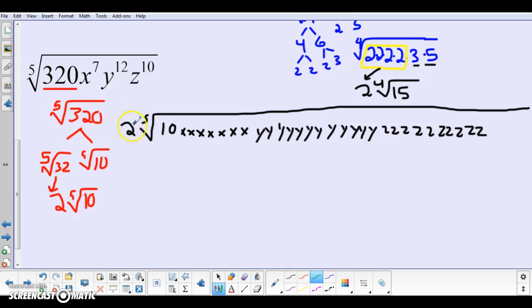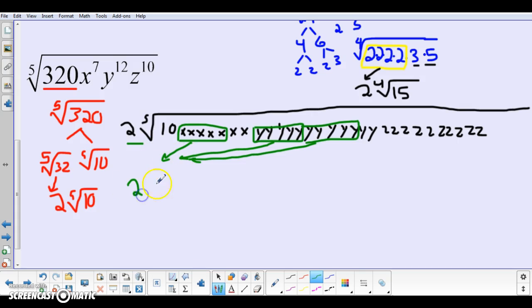I'm looking for perfect fifth powers. A perfect fifth power is the product of 5 identical factors, so I'm going to look for groups of 5 factors here. I see that I've got 5 x's. 5 x's means I can take out 1 x. Then I've got 5 y's once, and 5 y's a second time. That means that I can take out 2 y's. And when I say take out, I'm factoring them out, and all these things will be multiplied together. So I'm going to have a 2 times 1 x times 2 y's. Well, 2 y's multiplied together will become y squared.